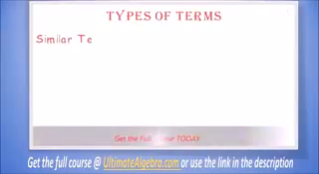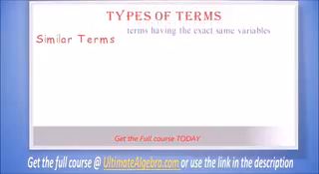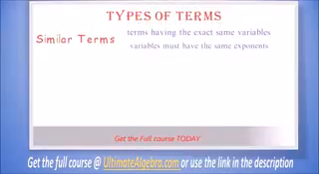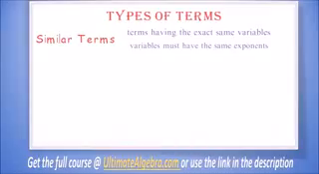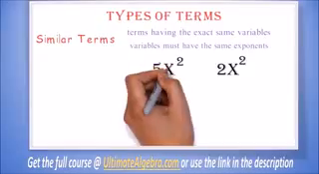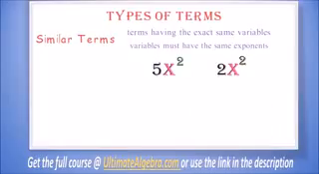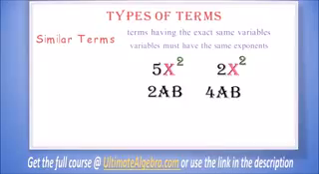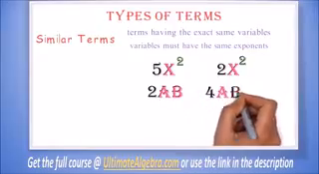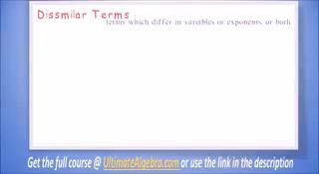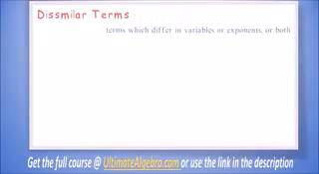Types of terms. Similar or like terms are terms having the exact same variables. These variables must have the same exponents. Remember, we said the variables are simply the letters. Example: when we look at 5x squared and 2x squared, we'll notice that both have the letter x, and the x has the same exponent too. So we can say that the terms are similar. 2ab and 4ab are also similar terms because they both have the same variables or letters, and those variables have the same exponents. Dissimilar terms are terms which differ in variables or exponents, or both.